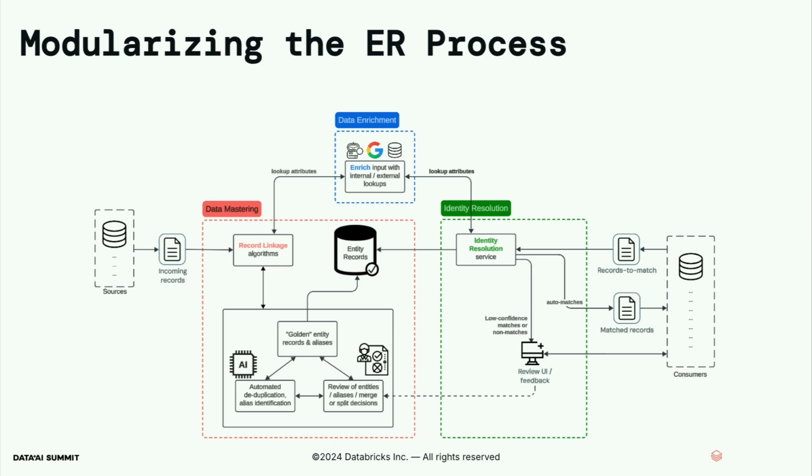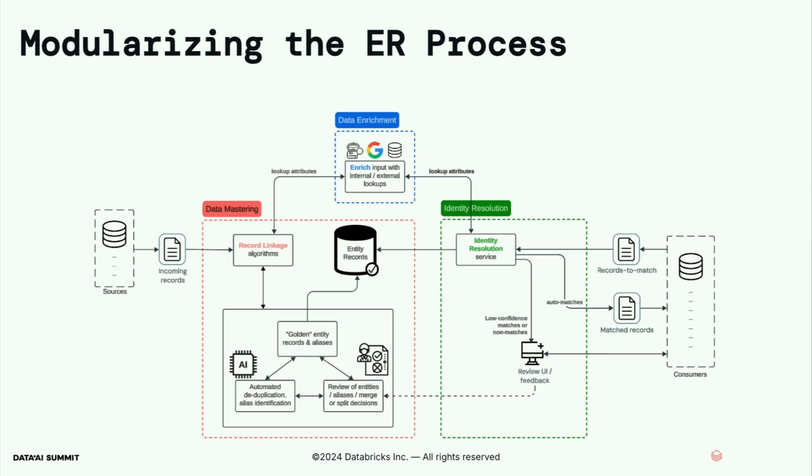These systems have different SLAs. You want your matching system to be fast and responsive. It's okay in some cases to have the mastering system be a little bit slower. So basically, if you think about the matching system, that's more real time. The mastering system, the golden records, the canonicalization, that can be a batch process that runs nightly or on a less frequent basis than real time.